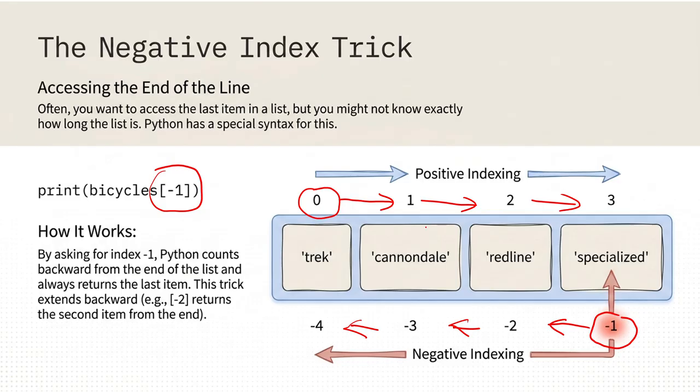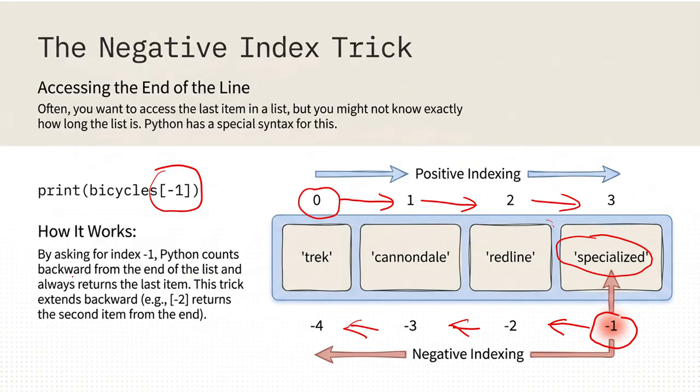So what does that mean? In order to access the last item of the list, you can simply use bicycles, the name of the list, and -1. In -1, we have this specialized item, so this will get printed on the screen.